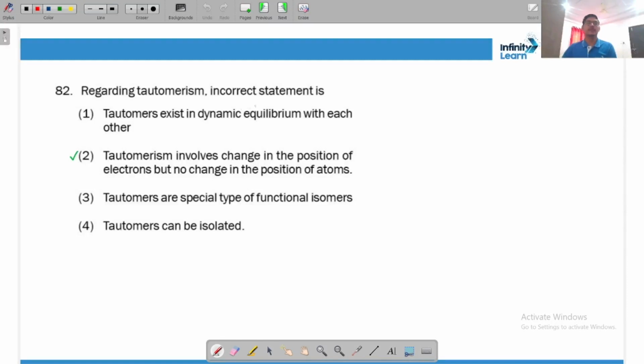Regarding tautomerism, the incorrect statement is that they exist in dynamic equilibrium with each other. It is correct. Tautomerism involves changing the position of electrons, but no change in the position of atoms. No, the hydrogen atom oscillates, right, between the two isomers. So tautomers are a special type of functional isomers. Yes, it is a type of functional isomerism, and they can be isolated at low temperatures. So this is the incorrect statement.